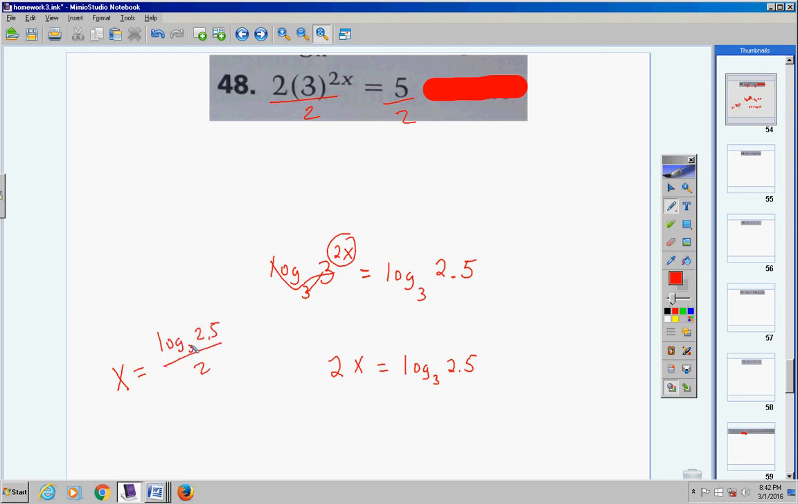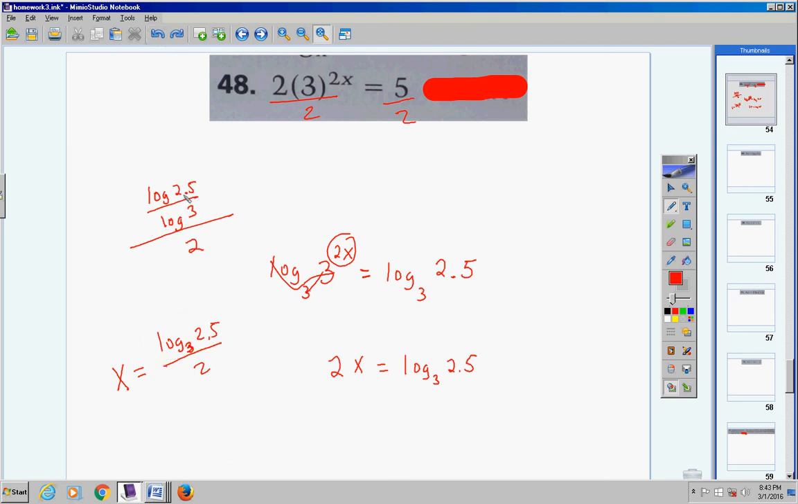Now, please listen to me carefully, students. Your calculator does not do base 3. So we're going to have to rewrite this numerator like this: logarithm of 2.5 over logarithm of 3, all over 2. So this expression became this one. You have to understand that, guys. Your calculator does not do base 3 logarithm, so you have to rewrite it with a change of base formula.